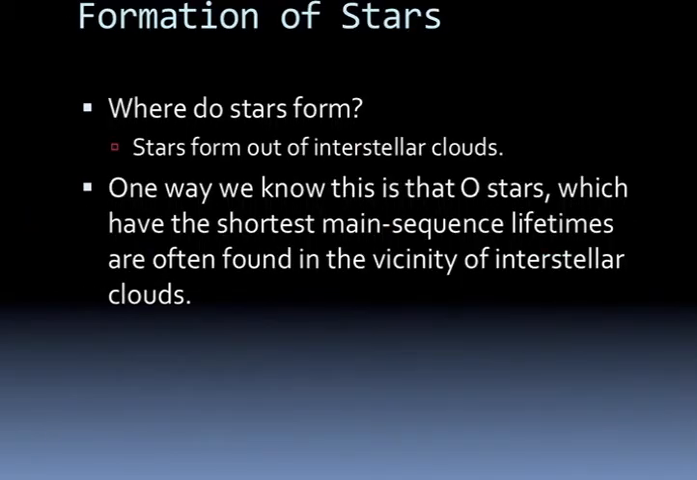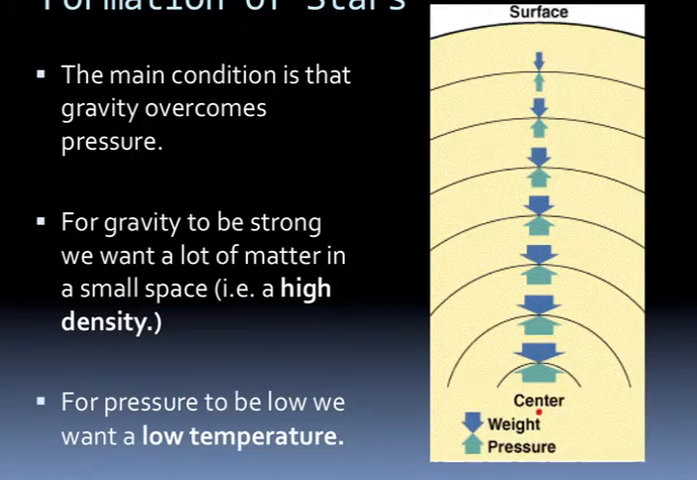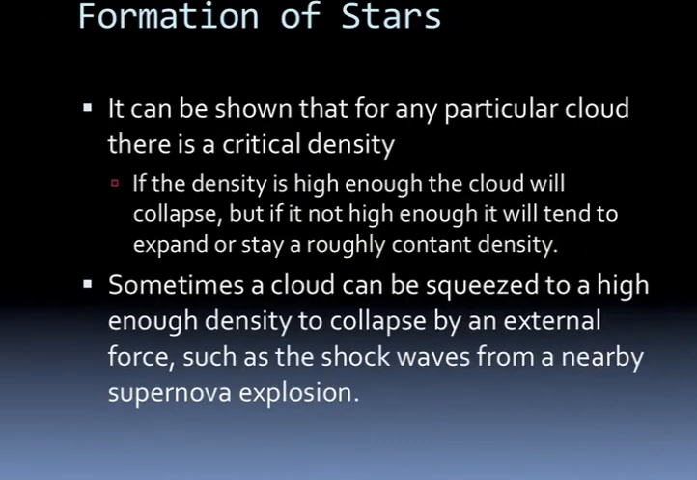So where do new stars form? Stars form out of interstellar clouds. One way we know this is that O-stars, which have the shortest main sequence lifetimes, are often found next to interstellar clouds. The main condition for the formation of stars is that gravity overcomes pressure. For gravity to be strong, we want to have a lot of matter in a small space, a high density. For pressure to be low, we need a low temperature. It can be shown that for any particular cloud, there's a critical density. If the density is high enough, the cloud will collapse. But if it's not high enough, it'll tend to expand or stay at roughly constant density.